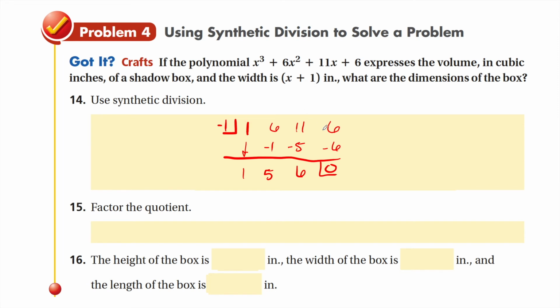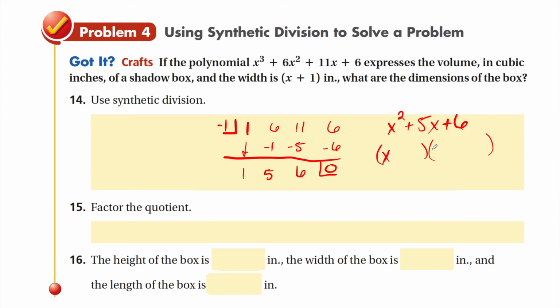be x plus 1, but we now know that our very first quotient is going to be that x squared, because it's 1x squared, plus a 5x, because it's 1x, plus our 6. So x squared plus 5x plus 6. And in order for us to find the other two factors, we simply just have to factor them out.